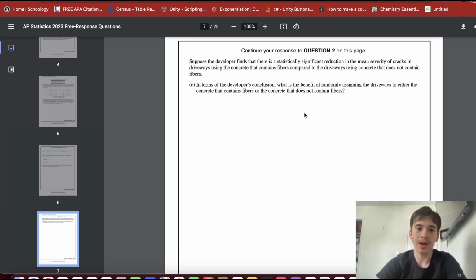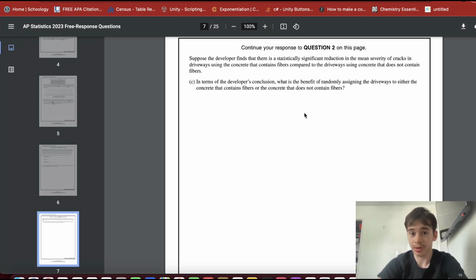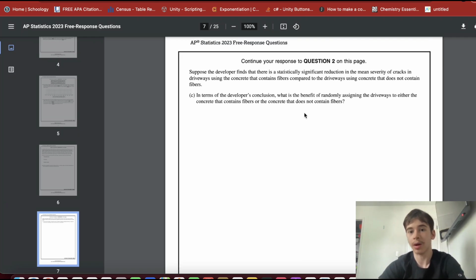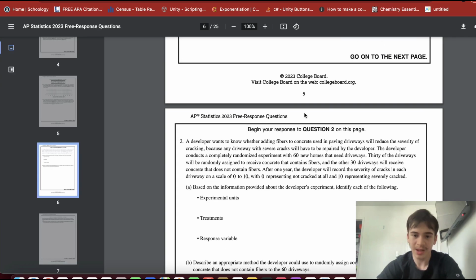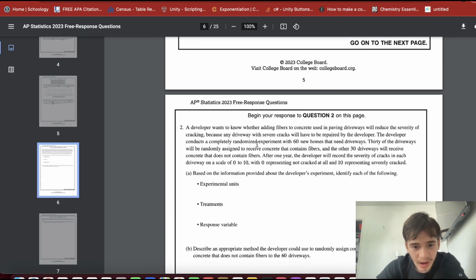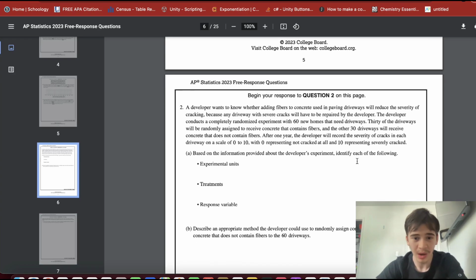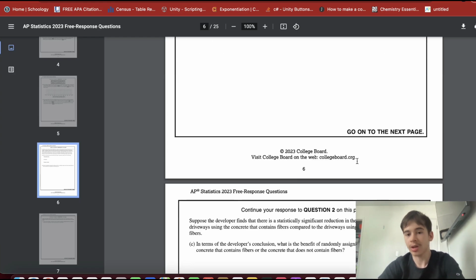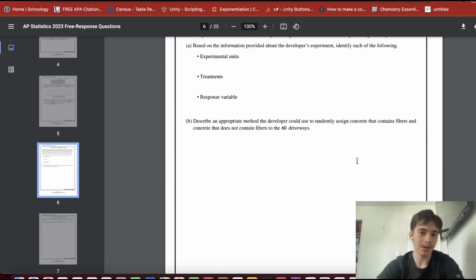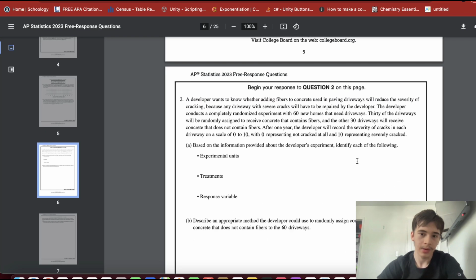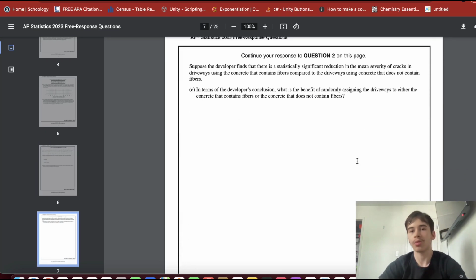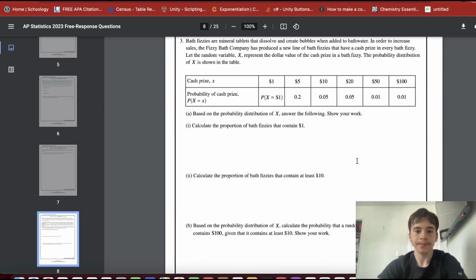If it was randomly selected, we'd be able to generalize these results outside of the 60 homes which the problem stated. But hold on. It says randomized experiment with 60 new homes. It doesn't really say they were randomly chosen. It was randomly assigned, which allows us to do cause and effect, but it doesn't say it was randomly selected. But that's not what the question's asking. The question's asking cause and effect. Mostly, it's looking for a cause and effect answer due to random assignment. That's all you need to put.